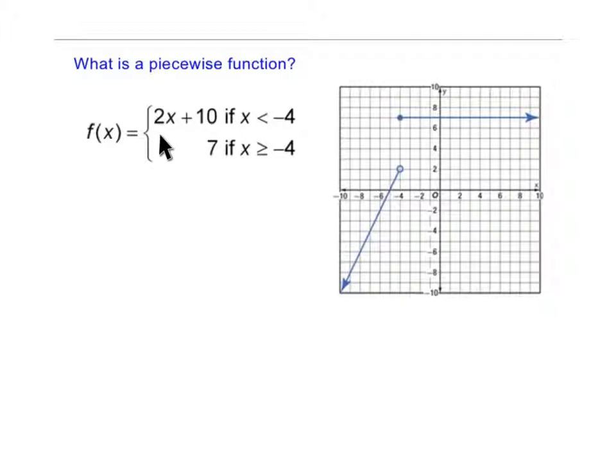Now, if I were just to graph 2x plus 10, we would know that that would be a line, an entire line, right? And this line, if I continued it on, would cross at 10, because 10 is the y-intercept, and then the slope is 2. This is the line y equals 7. It is a constant line, which means if it went on infinitely in both directions, it would pass through 7.